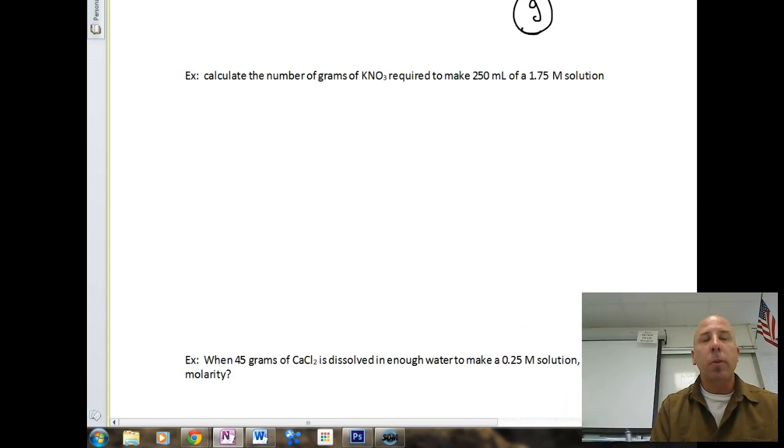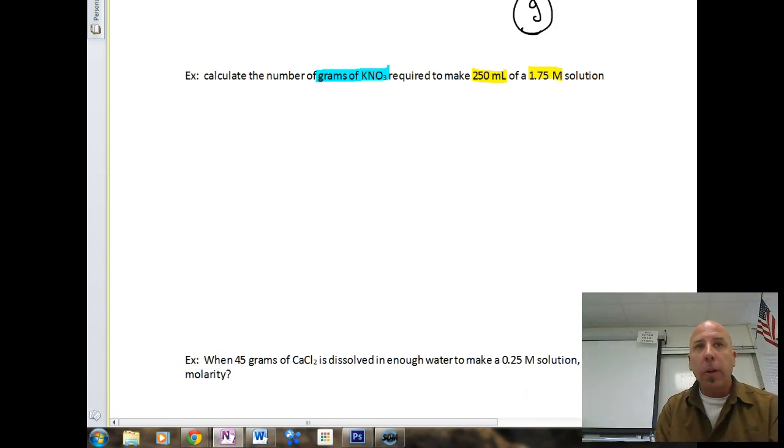Okay, so let's take a look at this one. It says calculate the number of grams of potassium nitrate, KNO3, required to make 250 milliliters of a 0.175 molar solution. Okay, so let's attack this problem.